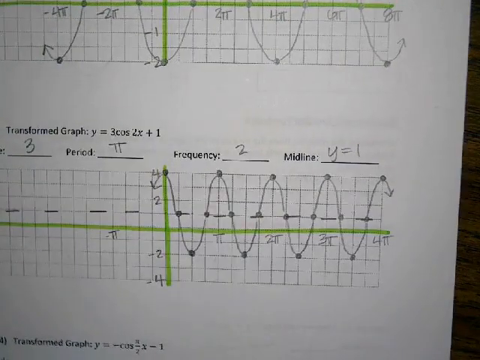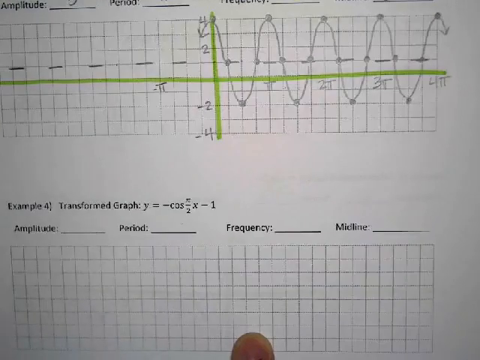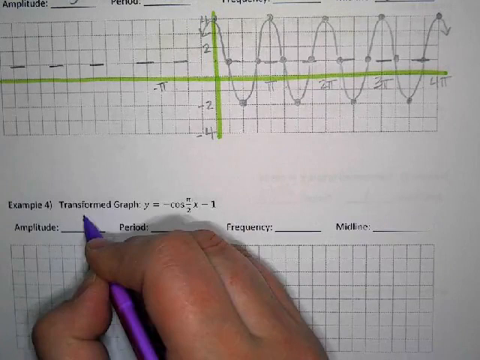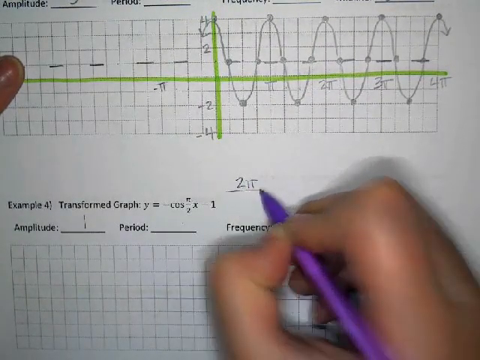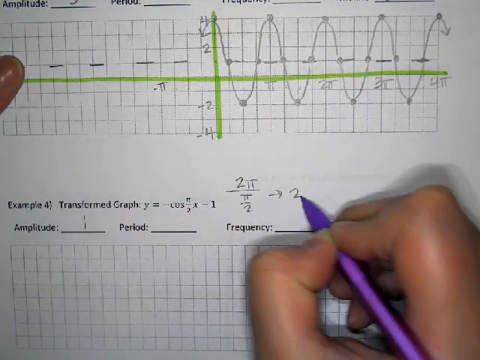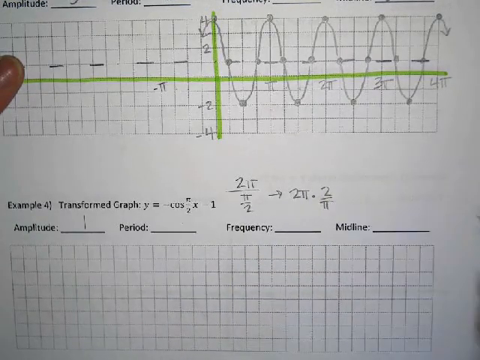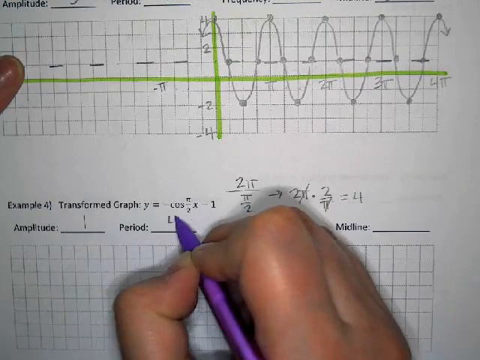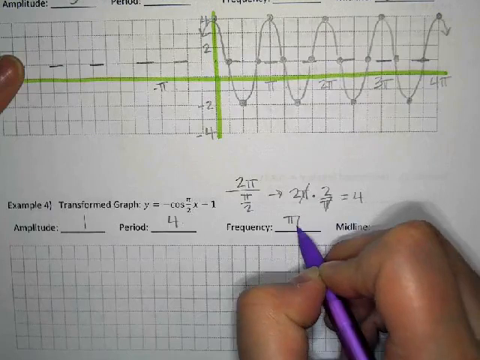Okay. Then let's go ahead and do this one. We have an amplitude of 1. For the period, we're going to do 2 pi divided by that b value. So keep it, change it, flip it. The pi's will cancel out, so the period of the graph is going to be 4. The frequency of the graph is going to be pi halves. The midline of the graph is going to be -1.